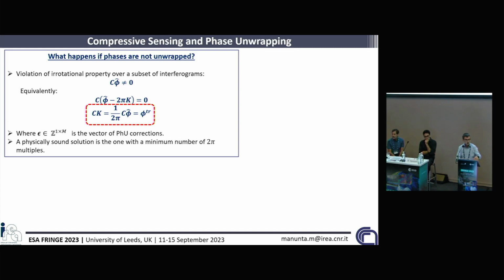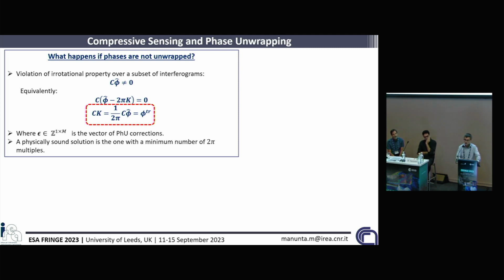But we can include the K vector, the integer vector corresponding to the 2 pi multiples that we need to add to the wrapped phase to get the unwrapped phase. In particular, we have the last equation that I highlighted in red. The problem is undersampled because the number of equations, corresponding to the number of triangles, is smaller than the number of unknowns. So we have an infinite number of solutions.